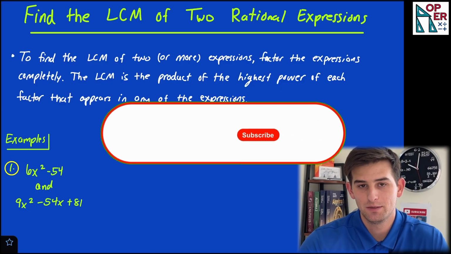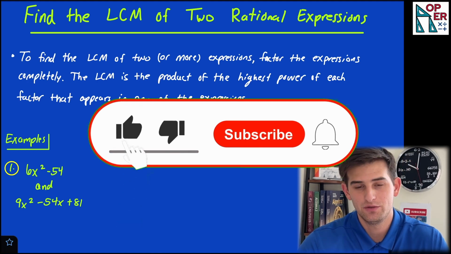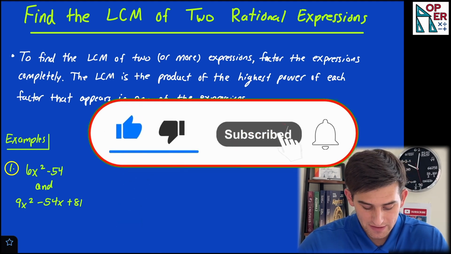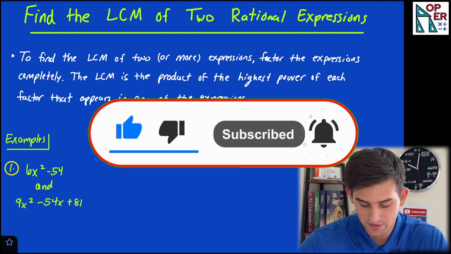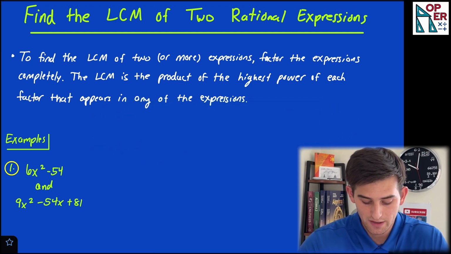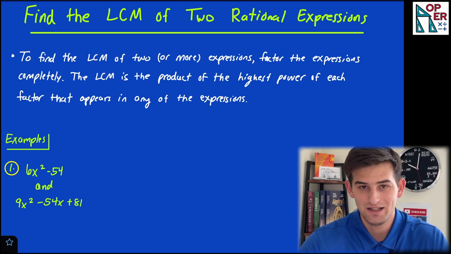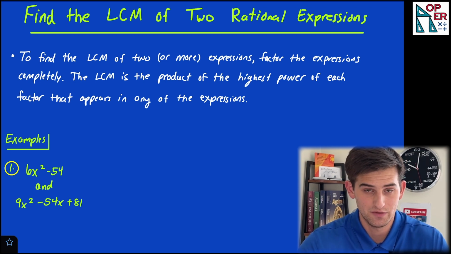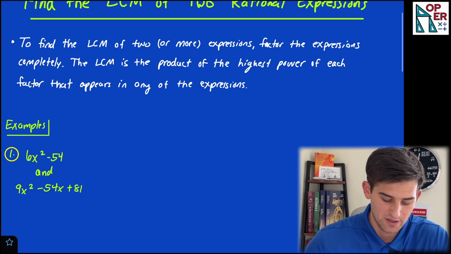Let's find the LCM, or least common multiple, of two rational expressions. To find the LCM of two or more expressions, we want to factor the expressions completely. The LCM is the product of the highest power of each factor that appears in any of the expressions. All right, we're going to do two examples, and let's walk through this process together.